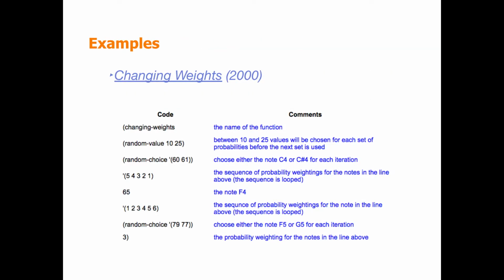This is from my piece Changing Weights 2000. There's a link there. I'll put this PDF up. You can download it and chase up these links if you'd like. So you see the code on the left. This is kind of a typical approach for a Lisp-based code. It's quite economical in a way. Everything is in parentheses. These days it's referred to as functional code.